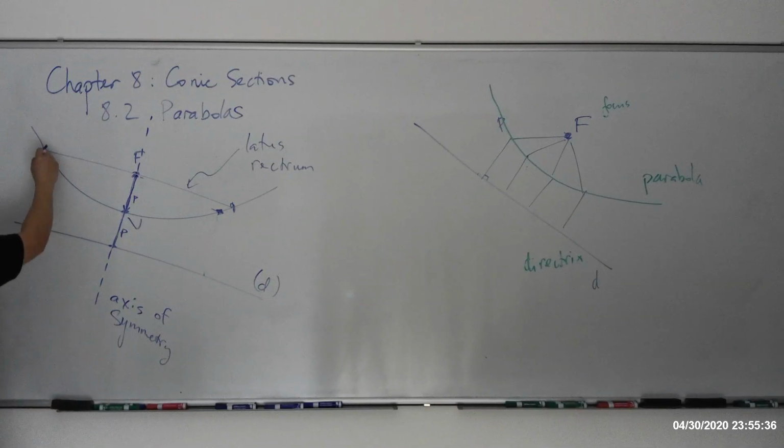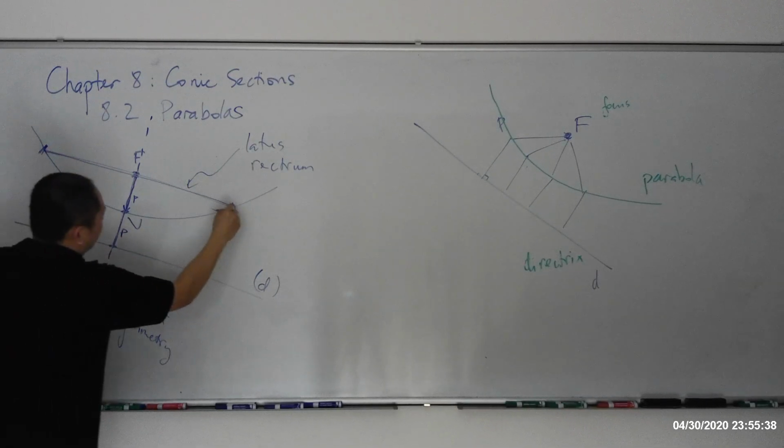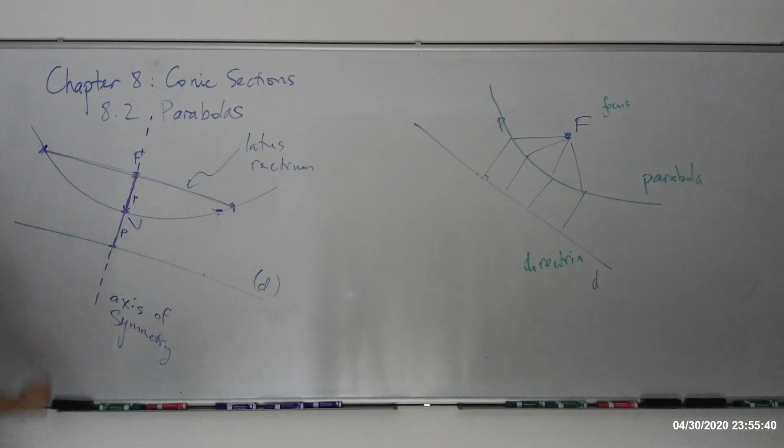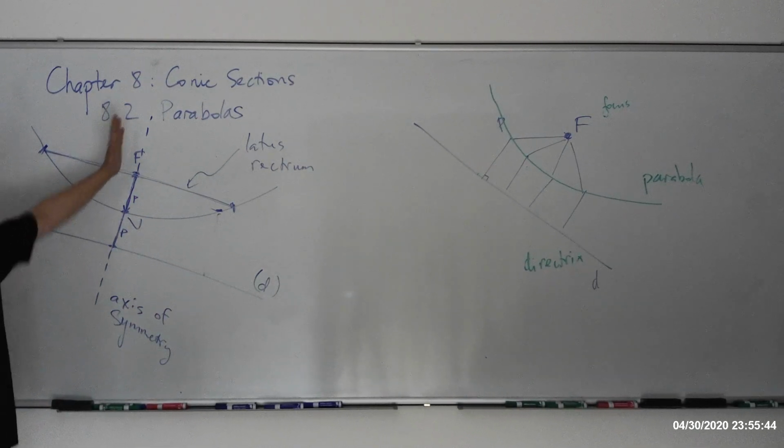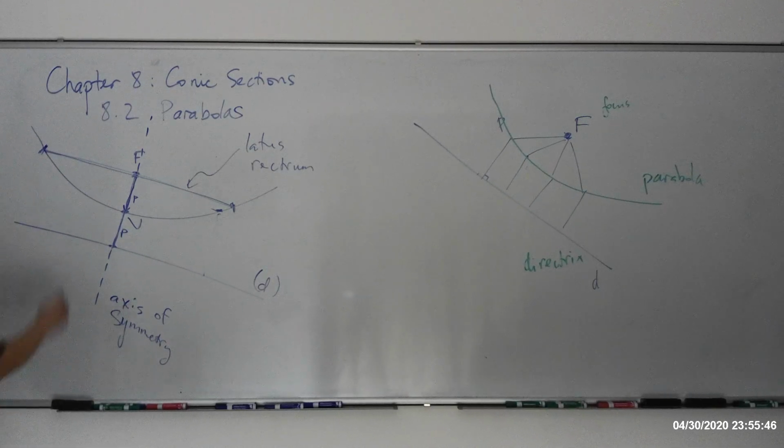One more time, the latus rectum is the line segment from here to here. It's the line that goes through the focus and is parallel to the directrix, or perpendicular to the axis of symmetry. The line segment from here to here. You know how long that line segment is? It's going to be 4p. Why?